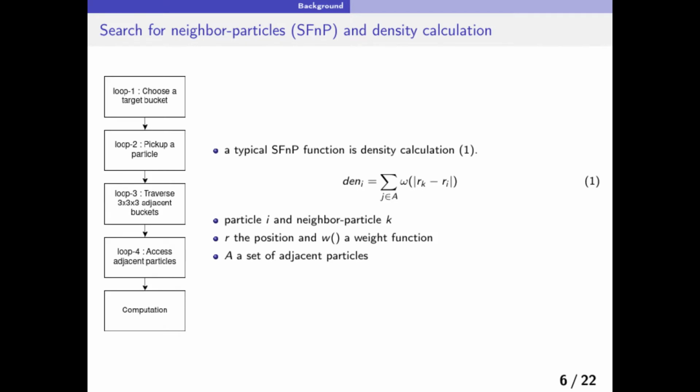A typical example of an algorithm that uses this search for neighbor particles is the density calculation. It computes a weight based on the distance between two particles. To get this density, 4 loops are used. First, choose a target bucket, then a particle inside this target bucket, then an adjacent bucket, and finally an adjacent particle inside this adjacent bucket. Then the computation can be done.